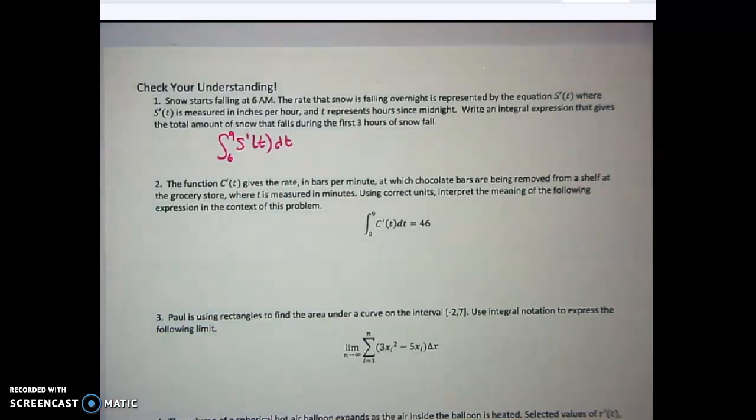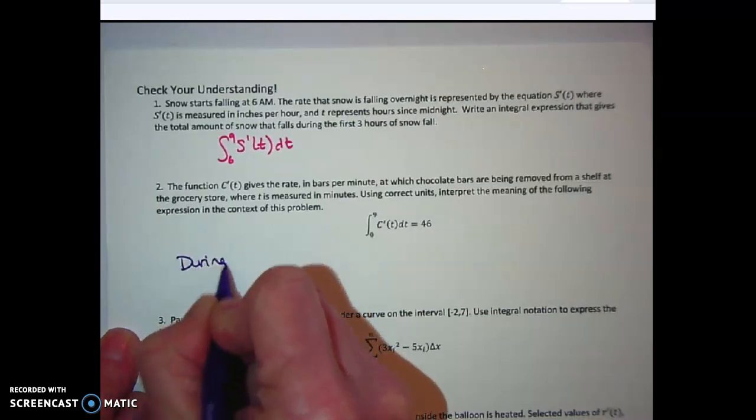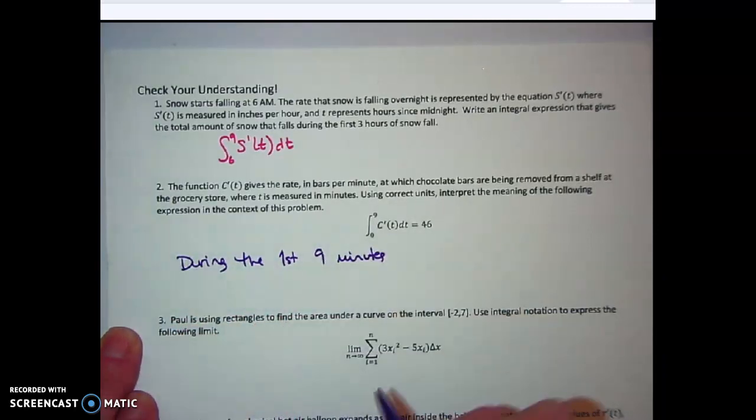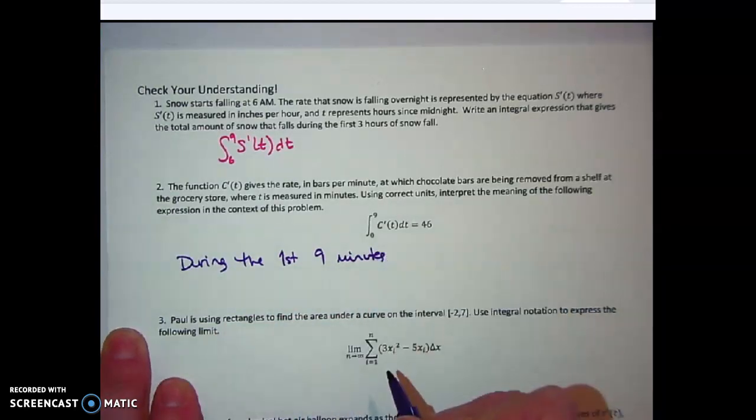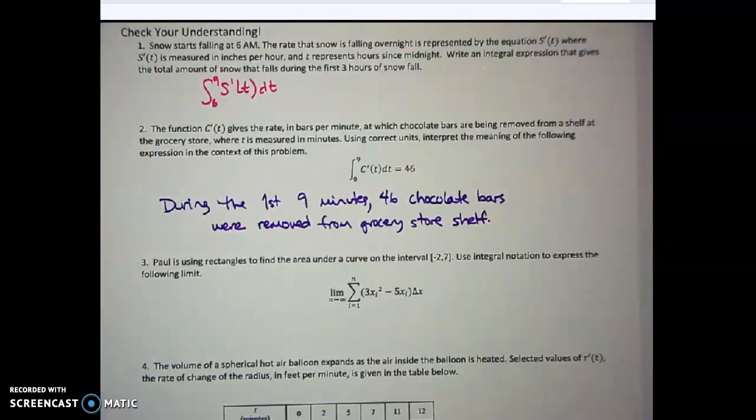Number 2, the function c prime of t gives the rate in bars per minute at which chocolate bars are being removed from a shelf at the grocery store, where t is measured in minutes. Using correct units, interpret the meaning of the following expression in the context of this problem. Well, from 0 to 9, so we're talking about during the first 9 minutes. What was the accumulation? Well, there was a total of 46 chocolate bars that were removed from the grocery store shelf. In the midst of this coronavirus quarantine, it might have been more appropriate to change those chocolate bars to toilet paper, huh?